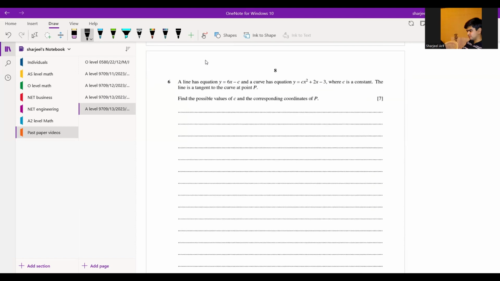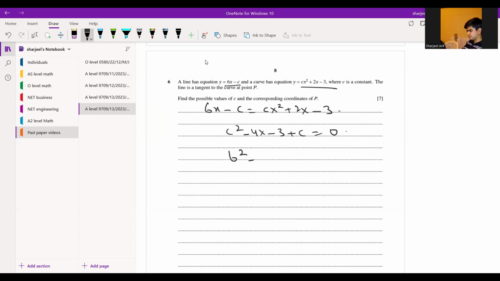Now we will move on to question number 6. We have equation of the line 6x minus c, and equation of curve as cx square plus 2x minus 3. The line is tangent to the curve at P. Find the possible values of c. If it is tangent, these two equations should be equal. So 6x minus c is equal to cx square plus 2x minus 3. We will rearrange it to get cx square minus 4x minus 3 plus c equals to 0.